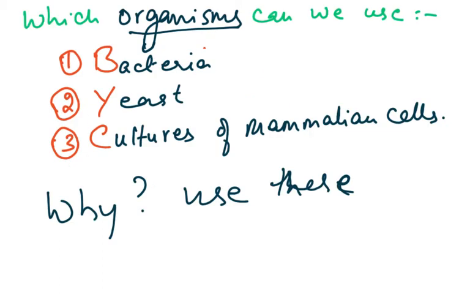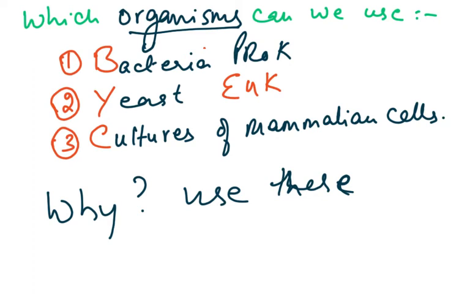Now, which organisms can we use? What is the possibility? Number one, bacteria. Well, yes, it's unicellular, so it's easy to manipulate and to grow. It doesn't need a lot of space. So number one, bacteria. Number two, yeast. Yeast is again unicellular. Now please remember that bacteria is a prokaryote and yeast is a eukaryote. That is a difference. You must remember this. You must revise what is a prokaryote and a eukaryote.